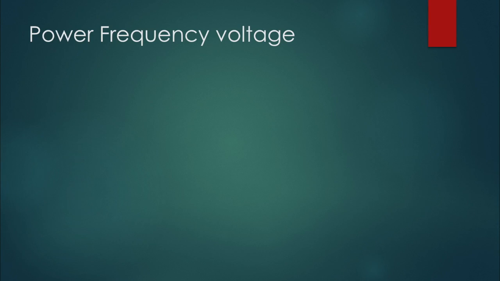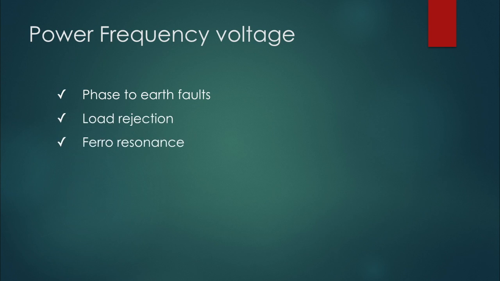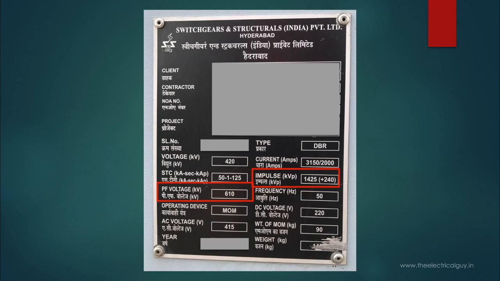Now power frequency voltage can be generated due to these reasons: phase to earth faults, load rejection, ferro resonance, and the Ferranti effect. These are some causes of power frequency withstand voltage. Now this disconnector is tested for the same and can withstand a certain value of power frequency voltage. Now the lightning impulse is generally generated due to lightning strokes.